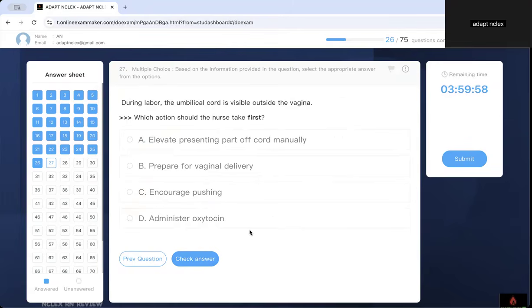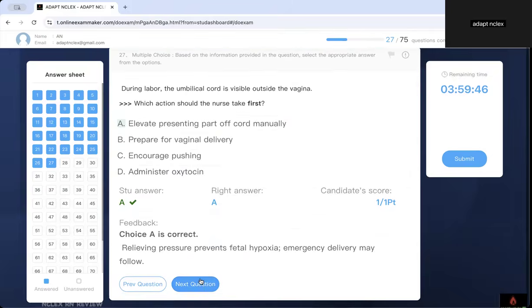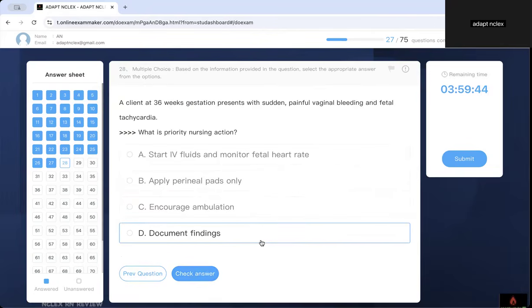Well, cord prolapse: no more pushing, no Pitocin. We don't deliver the baby while the cord is prolapsed. Gently elevate, place the patient knee to chest, and then we take care of the mommy. All these questions, I'm testing your knowledge.